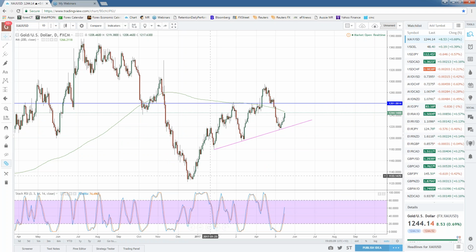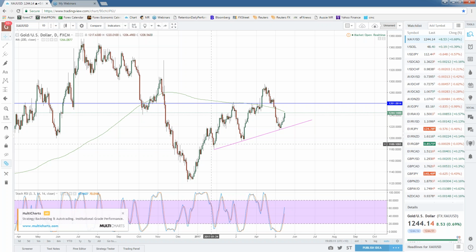Now this is where 2017 begins, about here. So gold's been on an upwards trend for the entire year so far, and it seems to be bouncing off quite nicely from this support level, the purple line. Whenever it gets to it, it'll touch it and push off quite nicely.